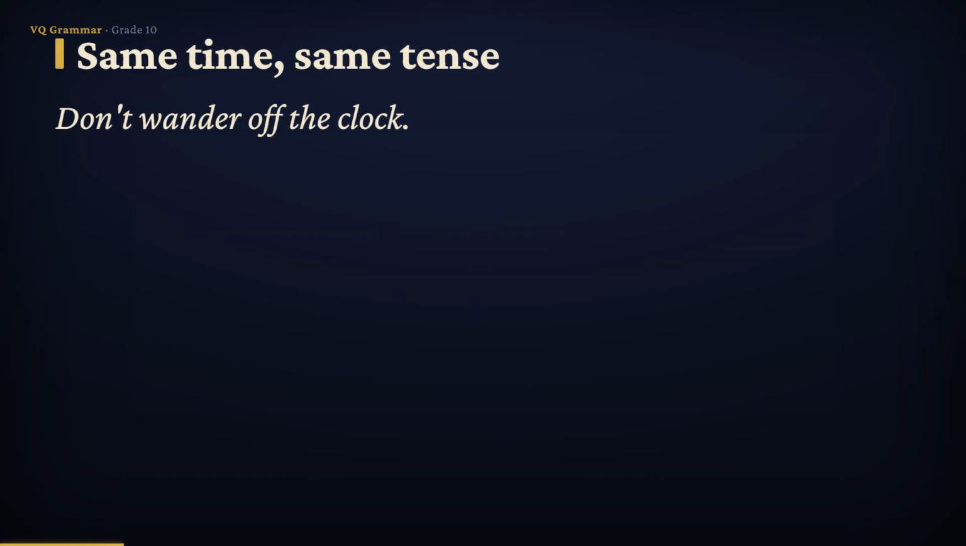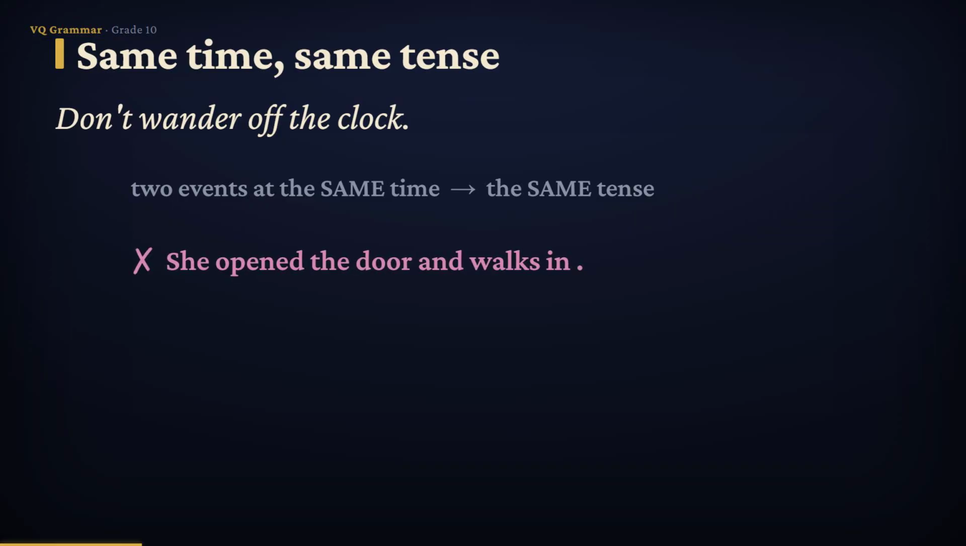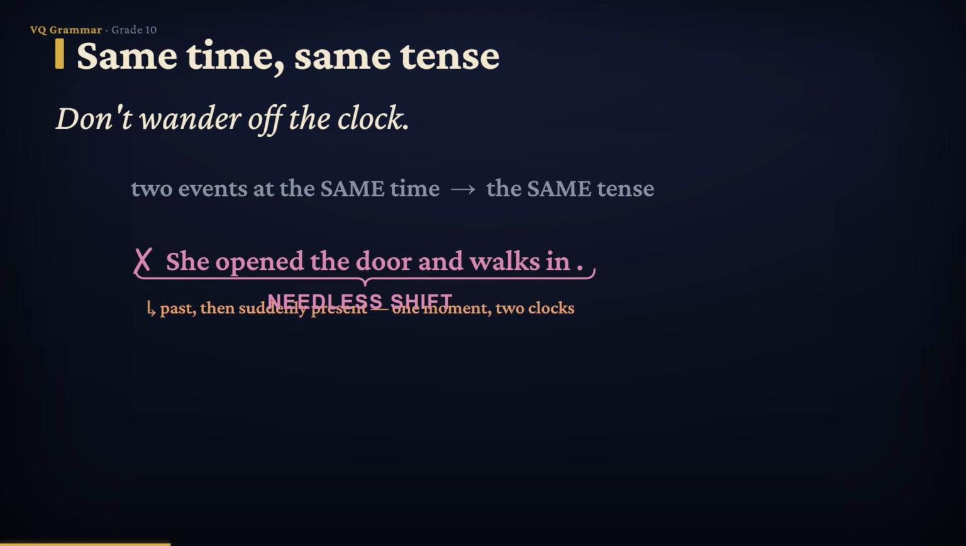Here's the first half of the rule. When two or more events happen at the same time, keep them in the same tense. Look at the broken version. She opened the door and walks in. Opened is past. Walks is present. But she didn't walk in on some other day. She walked in right then, in the very same instant. That's a needless shift, and it jolts the reader.